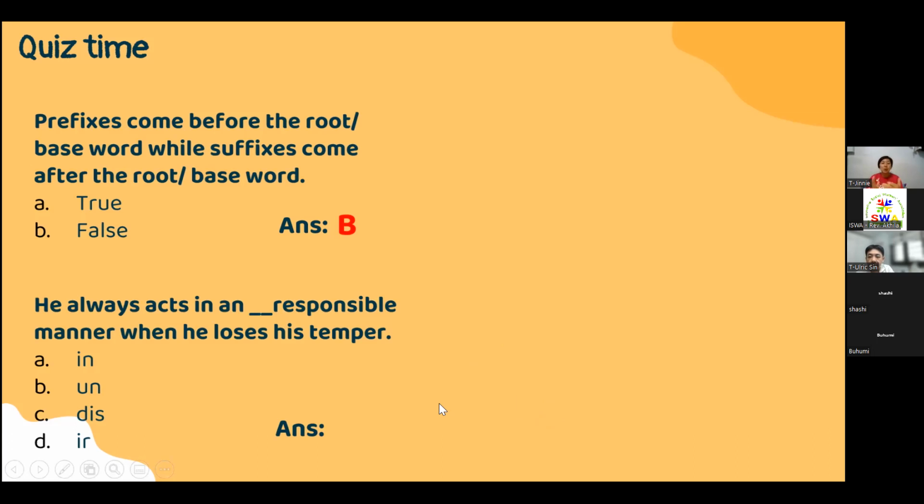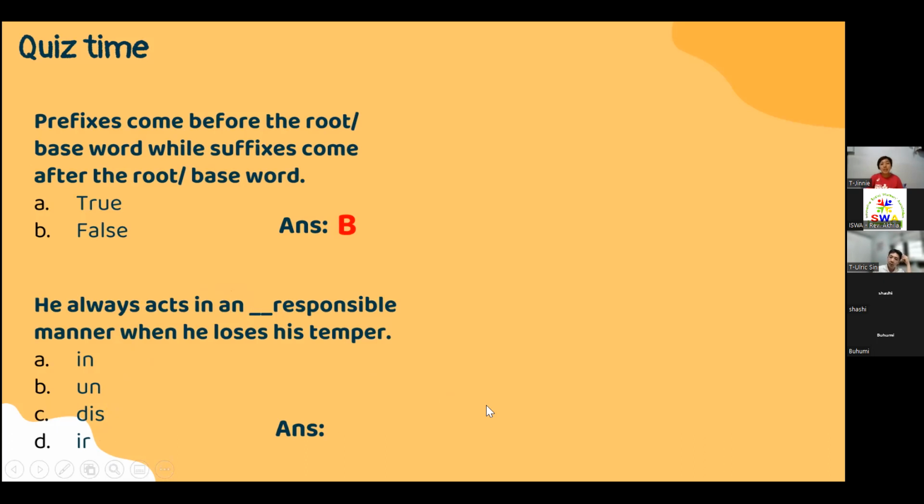Okay, so let's go back first. He always acts in an blank responsible manner when he loses his temper. Once somebody loses his temper, you know that he's not behaving in a responsible way. So the meaning of the prefix should be not. In, un and il, they all have the meaning of not or opposite of. But I know C is out. It's not disresponsible because the word before is an. So an and dis will not go together.